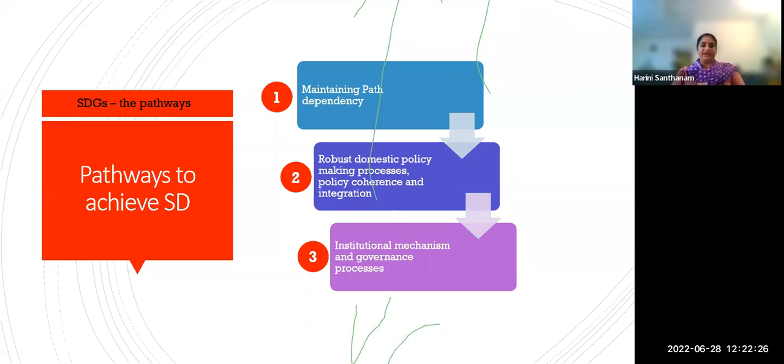When we are defining a path to achieve sustainable development, we have to maintain that path. The first step that we take forth will give us one set of outcomes. The second stage will be dependent on the success of the first stage of outcomes. So we have to ensure that the first stage of outcomes has been successful so that we can move on to the next stage. This is called maintaining the path dependency. I'll talk a little bit more about how we can maintain this path dependency.